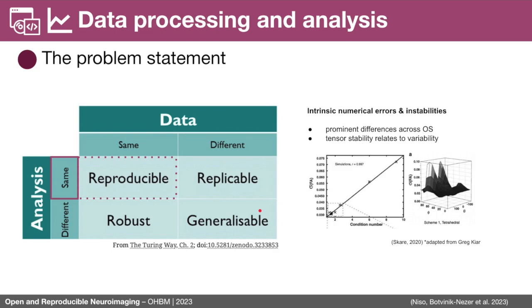Furthermore, as already outlined, we have these primary differences between operating systems, and we know that numerical stability relates to variability. So the more you vary your computational environment, the higher the chance that you introduce some sort of variability that leads to a different outcome down the line in your pipeline.